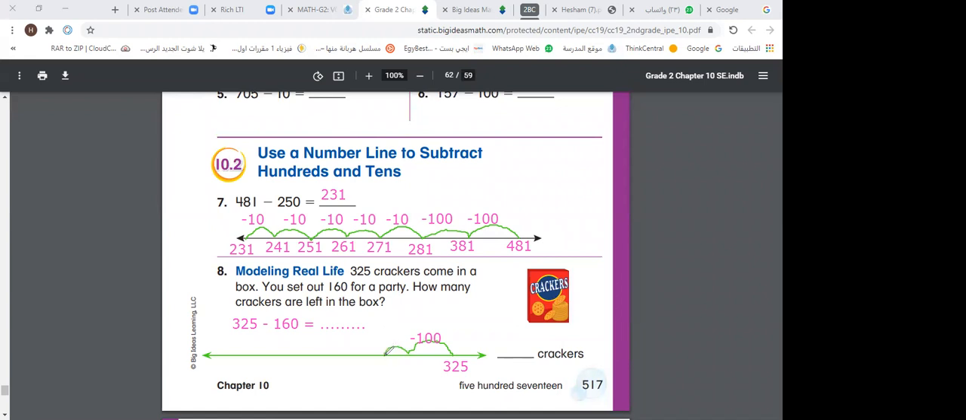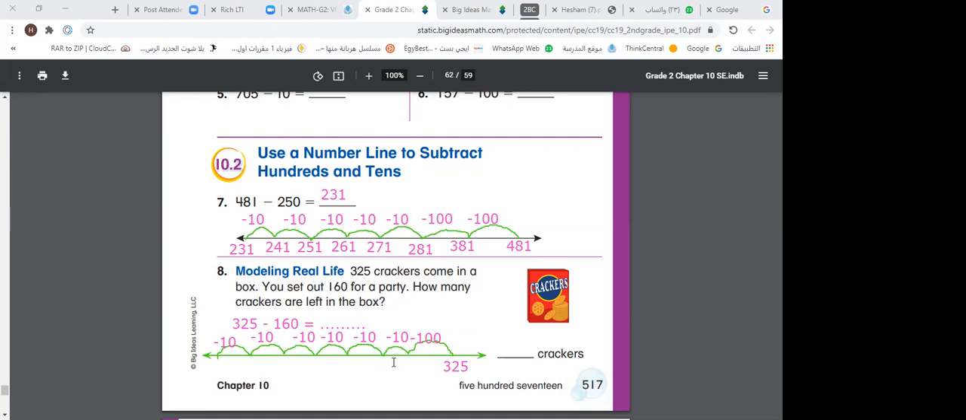Muhammad, let's subtract 160. How many steps back by 100? 100. Yes, so here one step back by 100. Let's write in this step minus 100. Okay, now how many steps back by 10? 6. Yes, it's 6 steps back by 10. So let's write here minus 10, minus 10, 1, 2, 3, 4, 5, 6. 6 steps. Let's write minus 10 six times.